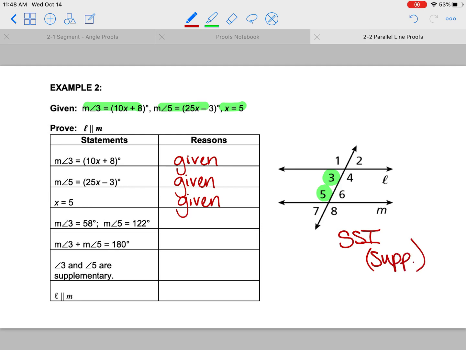Okay. Now, looking to this next step here after the givens, we can see that they plugged in the 5 into both expressions, to the 10x plus 8 and the 25x minus 3. So if they plug something in, that is substitution.